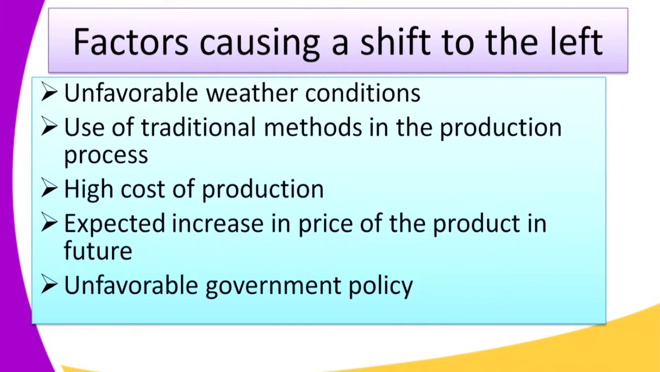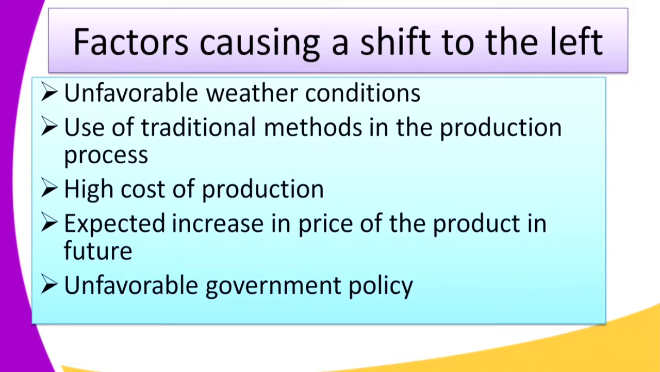The other factor that would cause a shift of the supply curve to the left is the use of traditional methods in the production process. That means you use poor, outdated technology. So what happens when you use traditional methods in the production process? You produce goods that are of low quality, and therefore the demand for those goods is down. And therefore, since the demand is low, not many people will demand that good. The supply will be low. So use of traditional methods decreases supply.